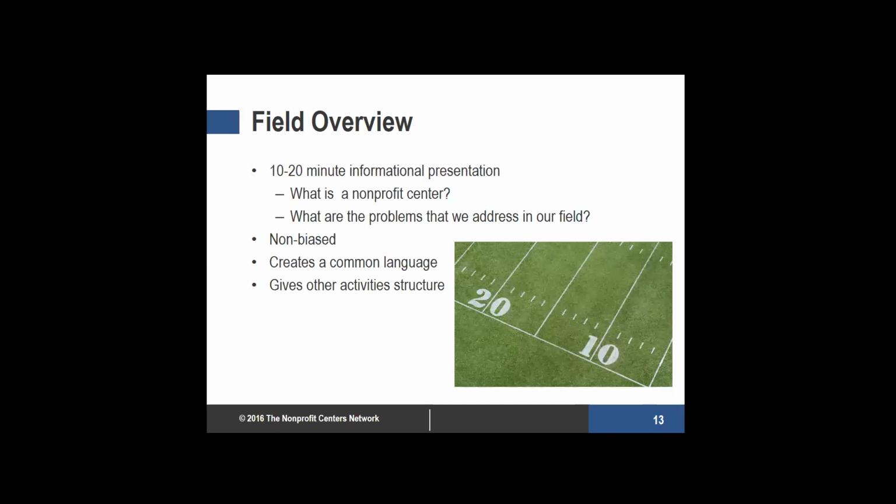This field overview also helps to create a common language among all of the participants in the room and can give the other activities structure. So as you are mapping out different pieces, you have a bigger context to work from.